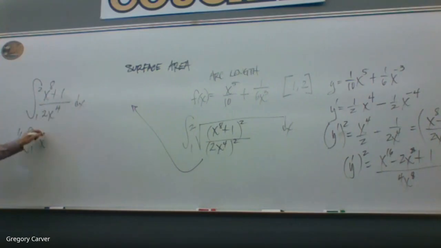That's going to give me x to the 4th plus x to the negative 4th dx. I skipped about 9 steps there. Are you guys okay with what I just did? I brought this up to the top, took the 1/2 out to the front, and distributed.